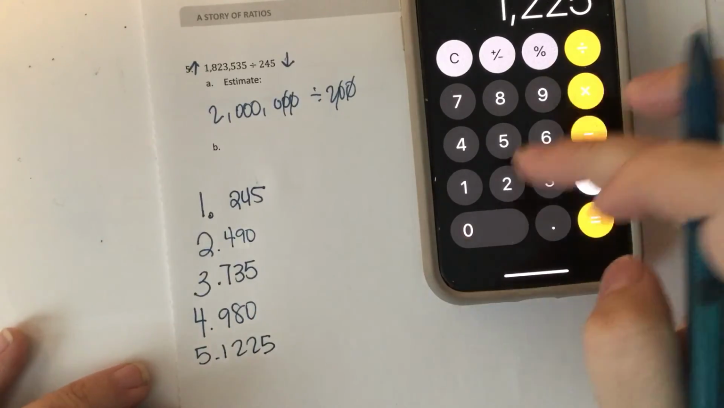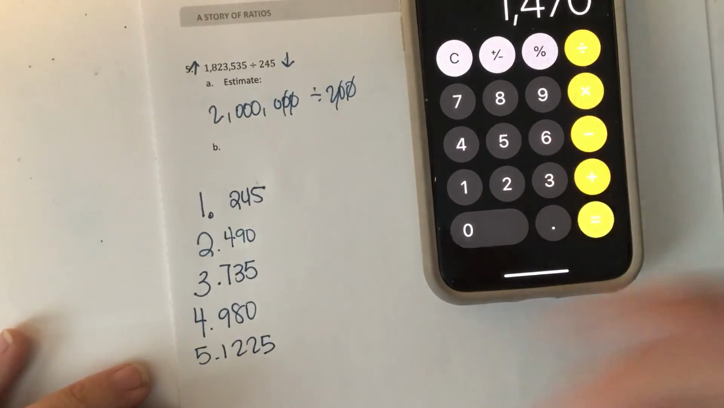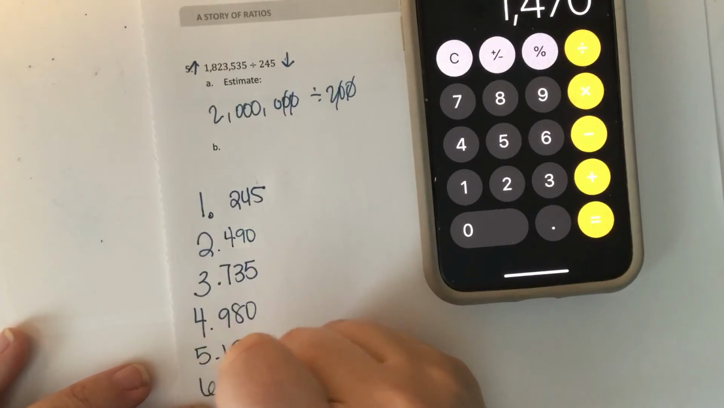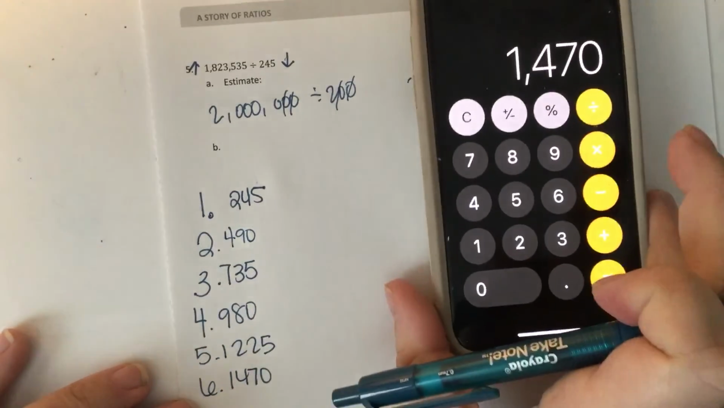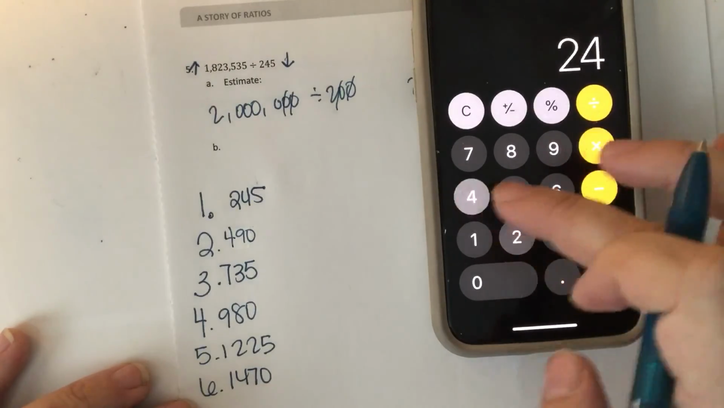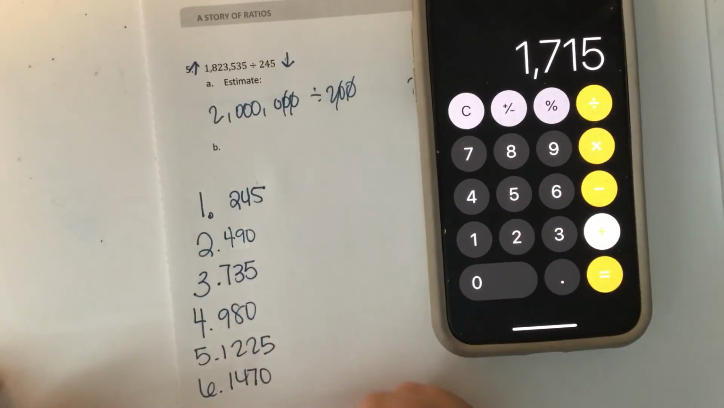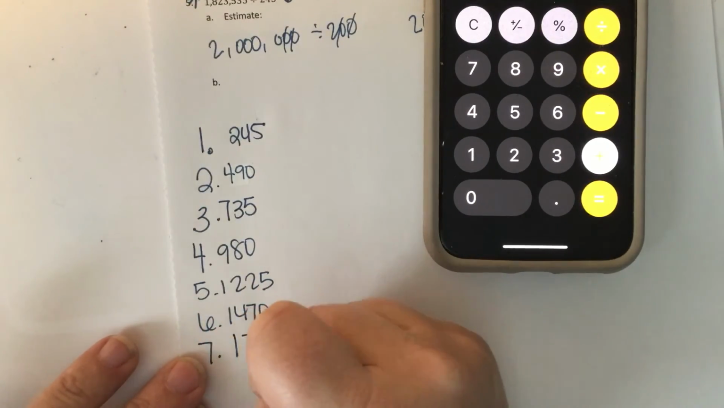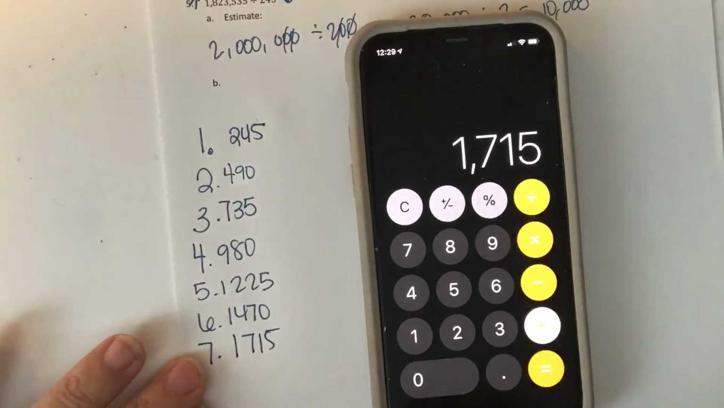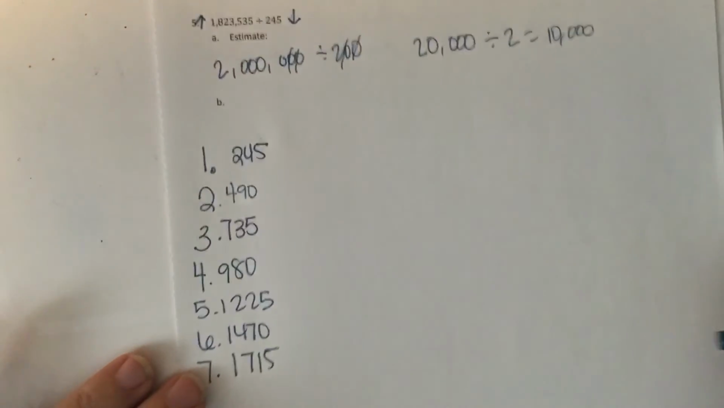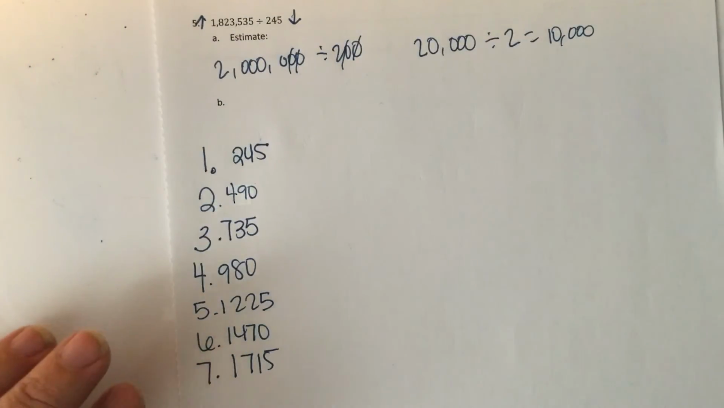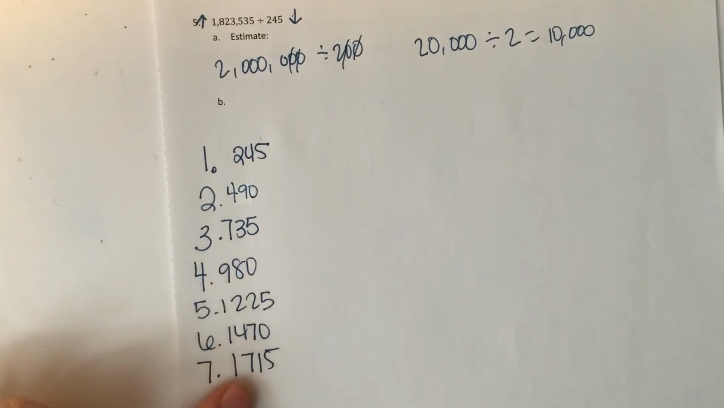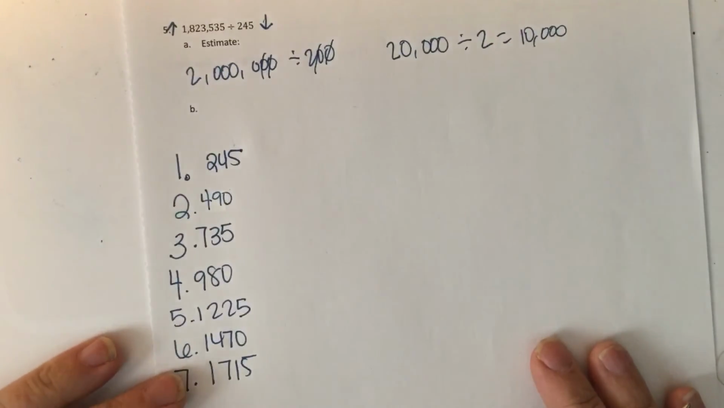Is going to be 5, 1,225. 6, 1,470. Oh, sorry guys. And then I'm adding 245 again, which would mean number 7 is going to be 1715. If I add another 200 to that, am I going to be over my 18? Yeah, I will. I'll be at like 1960. Okay. So I can stop at 7, because I'll be at 1960.